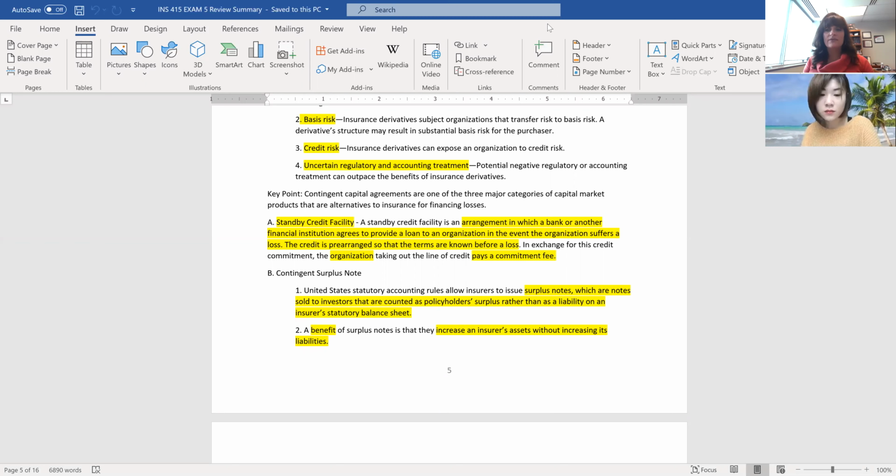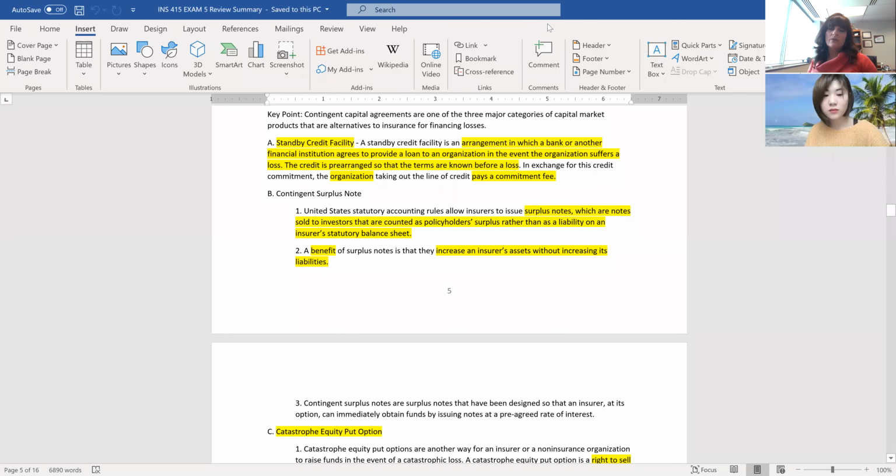It's not a transfer, remember, because with risk transfer, if you have a loss, they have to pay it. In this case, you actually have to pay this back. So if you actually have a loss and you borrow money from this bank, you're going to have to pay it back at some point.